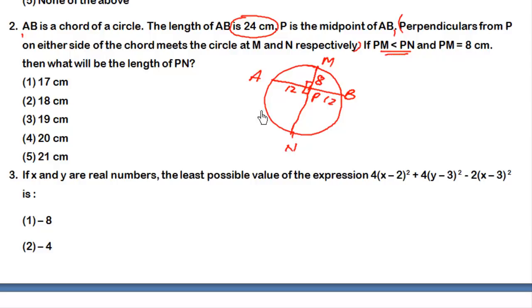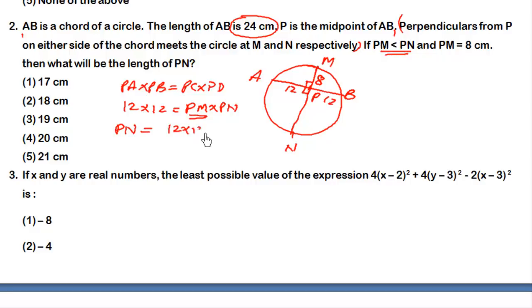Just by looking at this question, it is very simple that we can apply the formula PA into PB is equal to PC into PD, right? In this case, in place of C and D, it will be M and N. So straight away we can write 12 into 12 equals PM into PN. We know the value of PM, that is 8. So PN would be equal to 12 into 12 divided by 8. This will go by 3 times, this will go by 2 times, this will be 6 times. So the answer is 18, which is option 2.